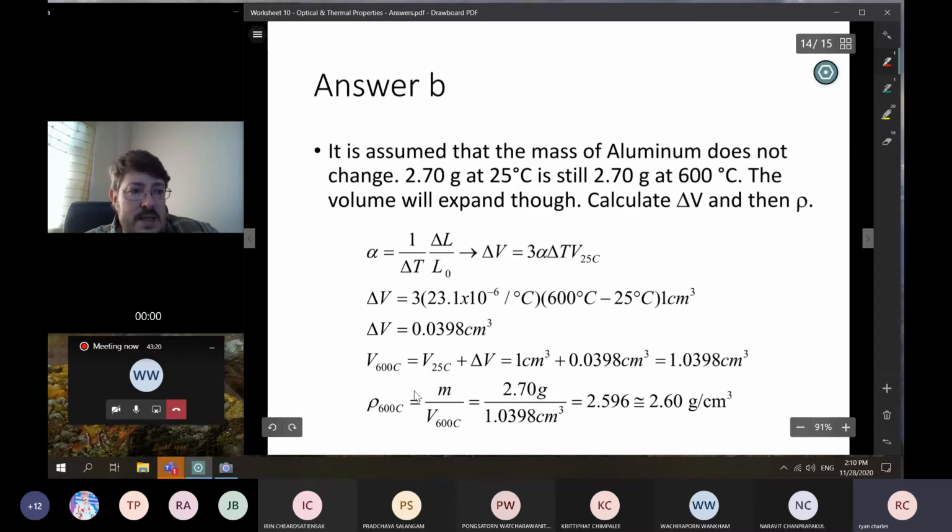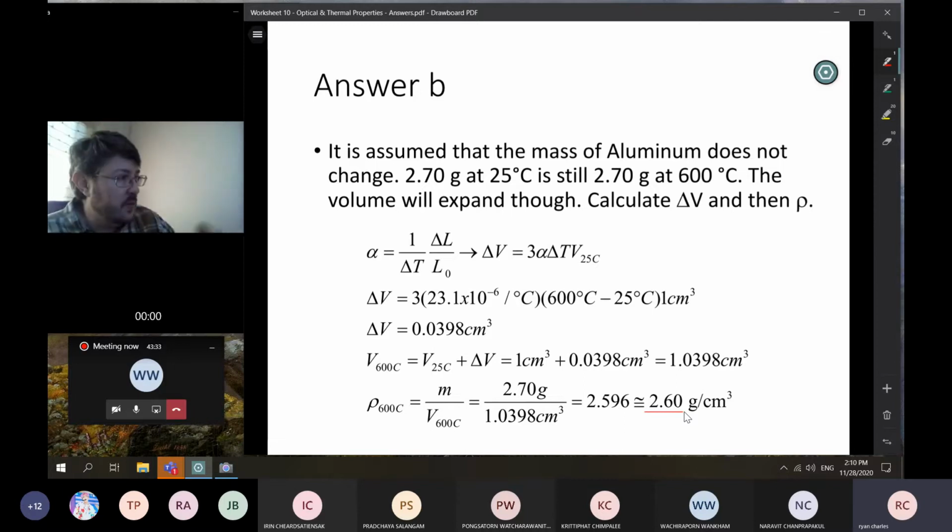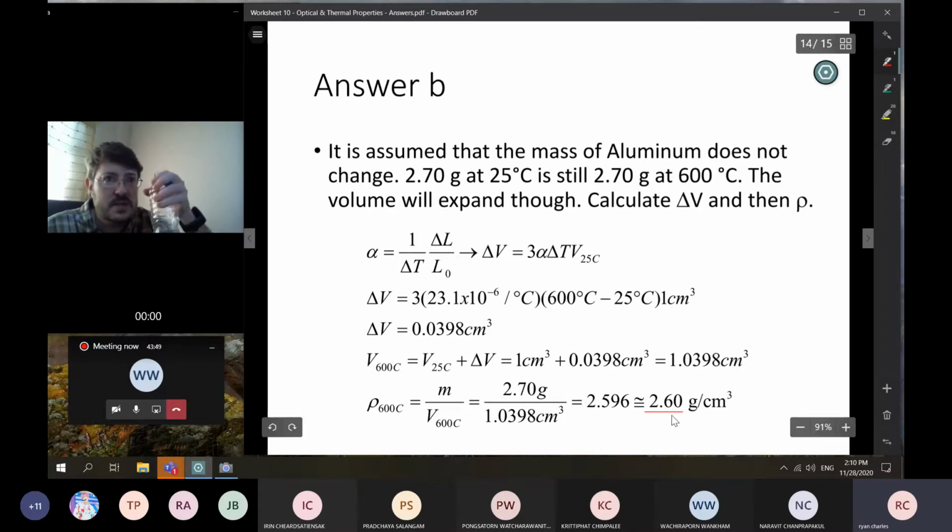We know that density is mass divided by volume. The mass was 2.7 grams. Here's the new volume. And we'd find the density decreased to 2.6 grams per centimeter cubed. And that logically makes sense. The mass is constant, the volume is bigger, so the density should be lower. And it went from 2.7 to 2.6. That passes a logical sniff test.